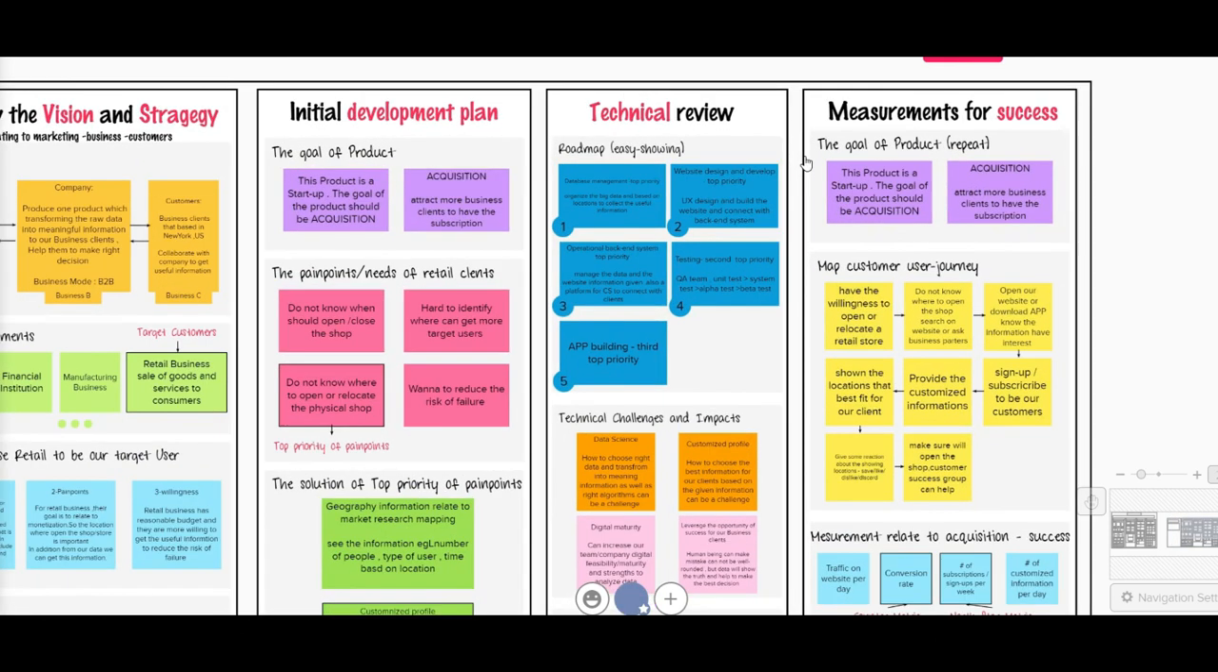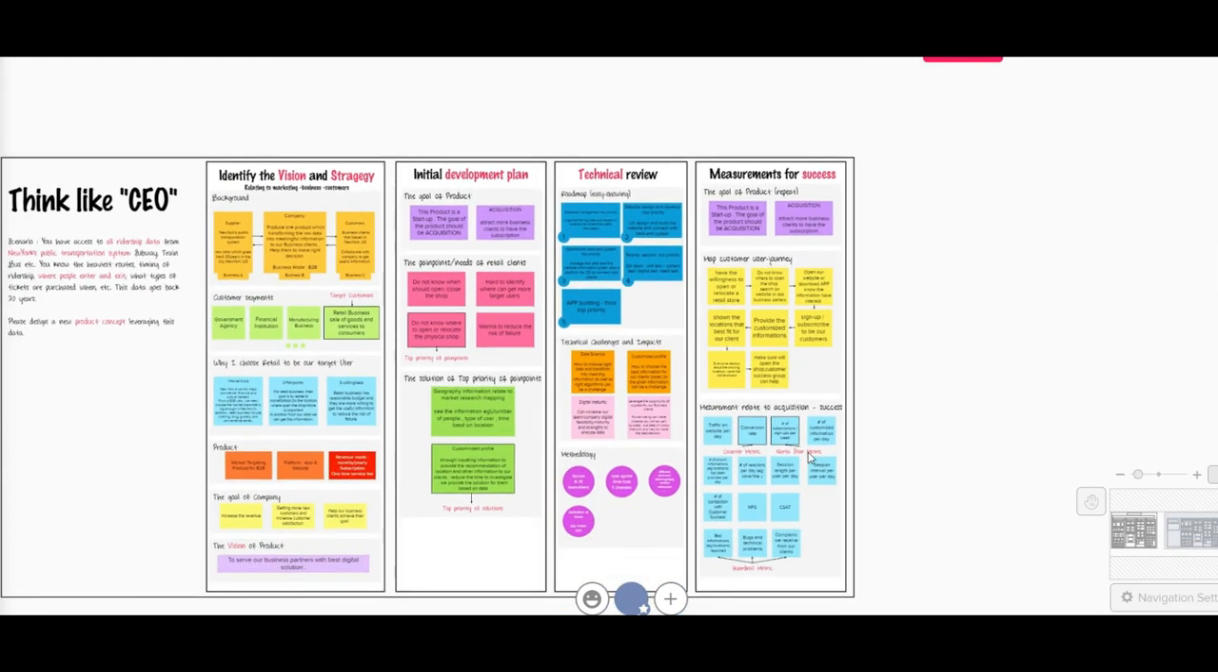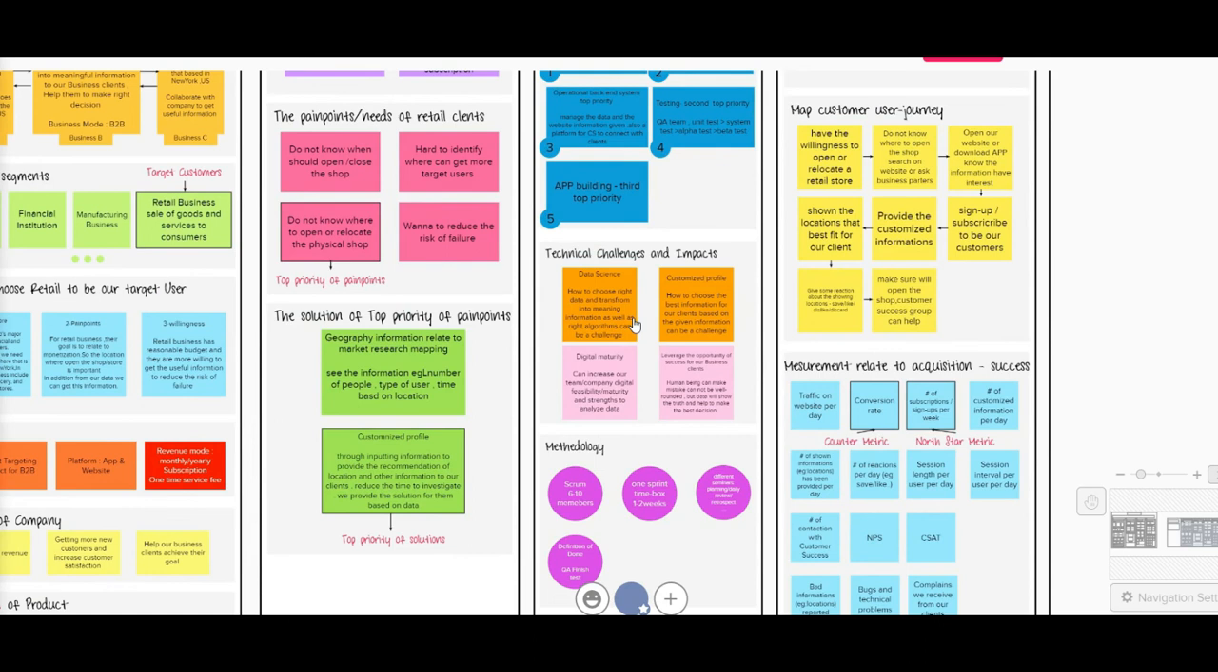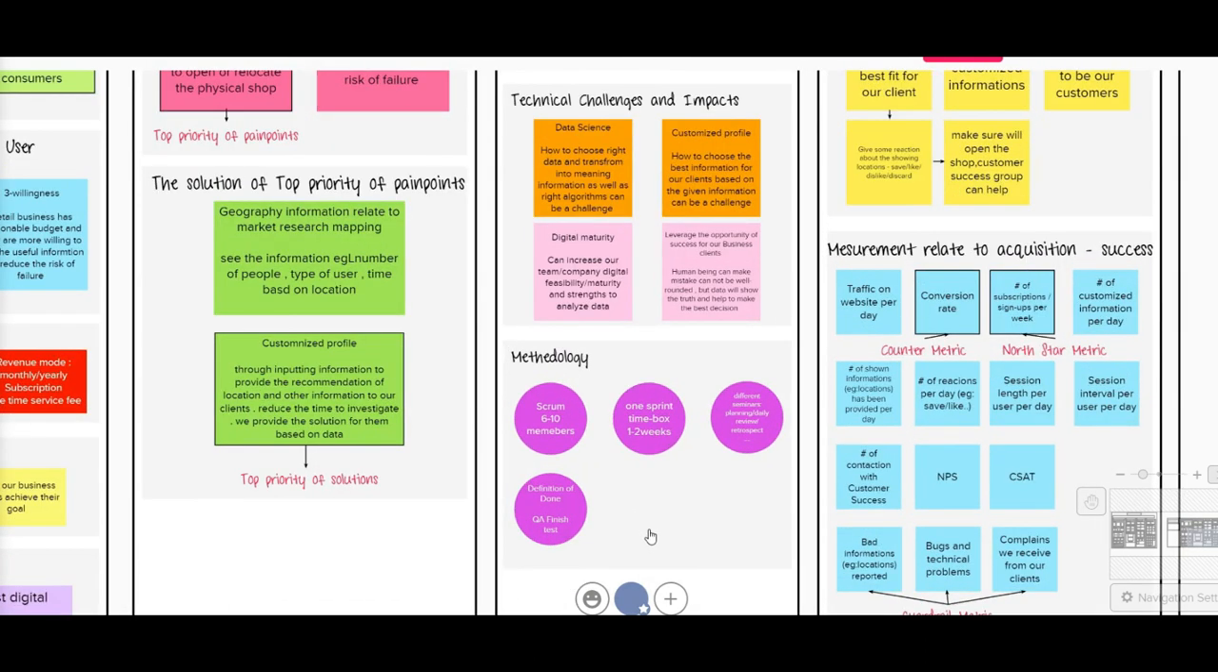And next, you need to do the technical review. You need to identify the roadmap. This is the communication tool. And also you need to think about the technical challenges and the impacts we have. And also what kind of management methodology we need to use when we are producing these products.